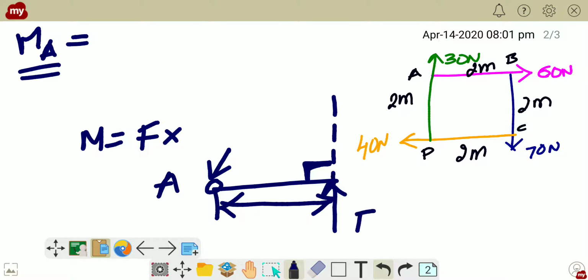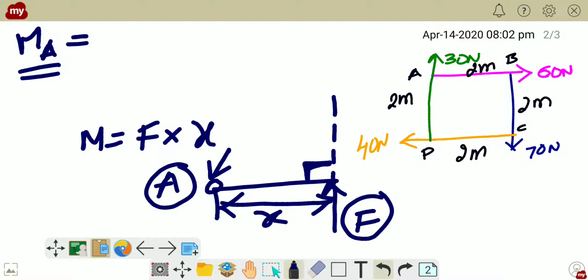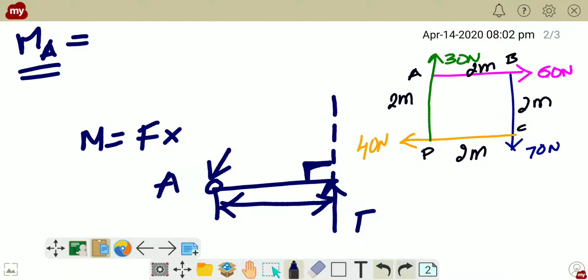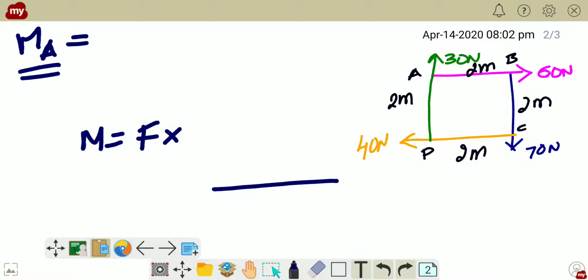This force F, when multiplied with distance x, will give the intensity of moment caused by this force with respect to point A. This is the way how to find out the moment. So in this way we are going to find out.